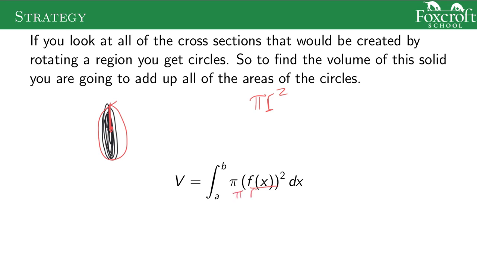The formula looks really complicated, with a pi and a squared, but if you think about it, you're basically just adding up a bunch of circles. Adding up things is an integral, and circles have area pi r squared. That's where this formula is coming from. In this video, we're mainly going to focus on creating the equations rather than actually solving them by hand, but it is possible to solve them by hand.